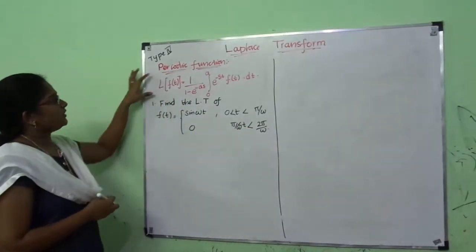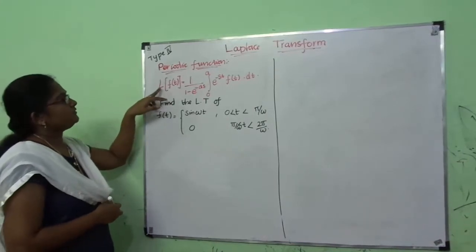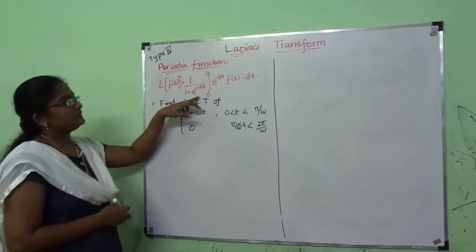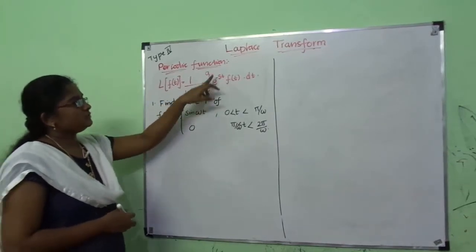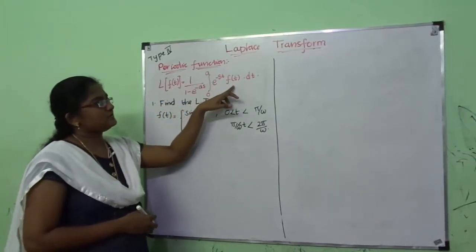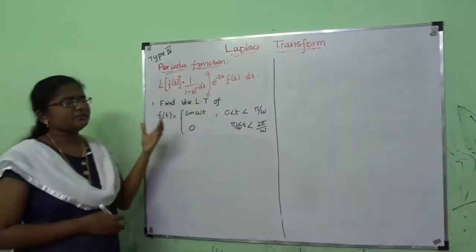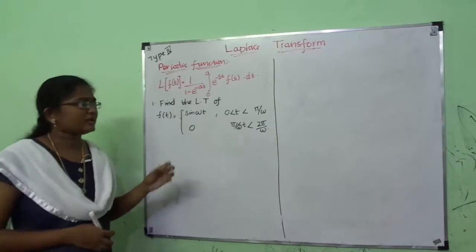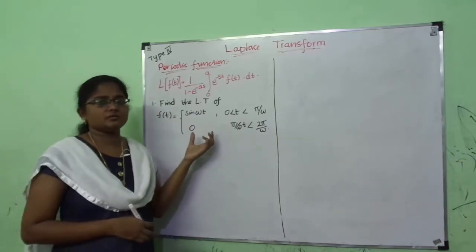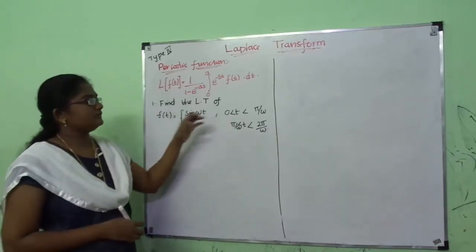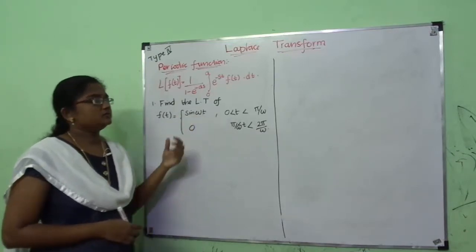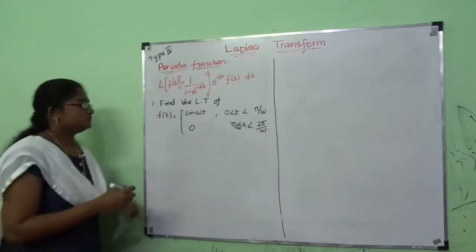This is the formula for a periodic function: L of f of t is equal to 1 by 1 minus e power minus as, integral 0 to a, e power minus st f of t dt. In the periodic function, this problem is of type 4. The difference in the type 4 problem is that the function for the given interval will be a trigonometric function. Let us solve this problem.